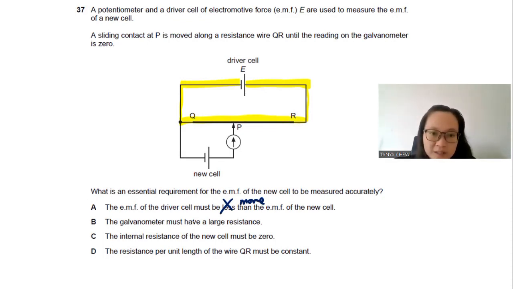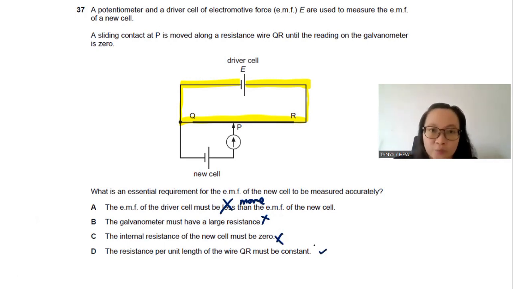B, the galvanometer must have a large resistance. No, we don't make sure that the galvanometer has a large resistance, because the galvanometer is just to let us see whether there is a current flow or not. If there is a current flow, the galvanometer will deflect. C, the internal resistance of the new cell must be 0. Who can make sure of that? That is not true. D, the resistance per unit length of wire QR must be constant.